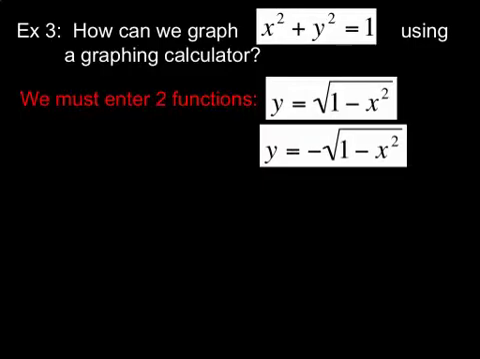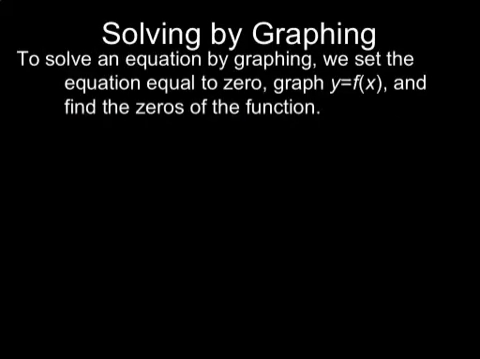As we discussed, you have to enter both. You have to solve the equation for y, and then you have to enter both of these functions in order to get the complete circle. Now, to solve an equation by graphing, the first thing that we want to do is set the equation equal to 0. So we're going to get everything over to one side of the equation, and then we're going to graph that function y equals f of x and find the zeros of the function.